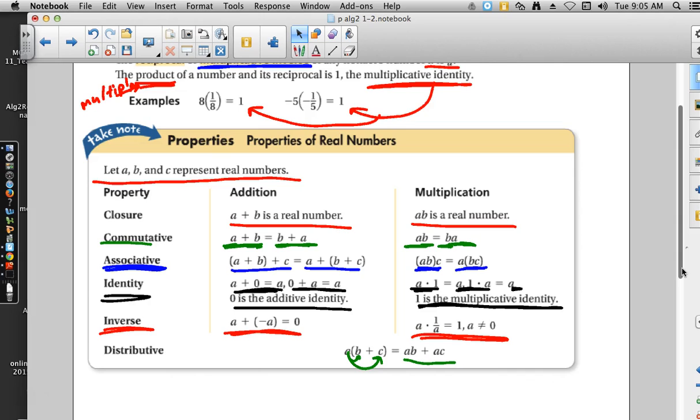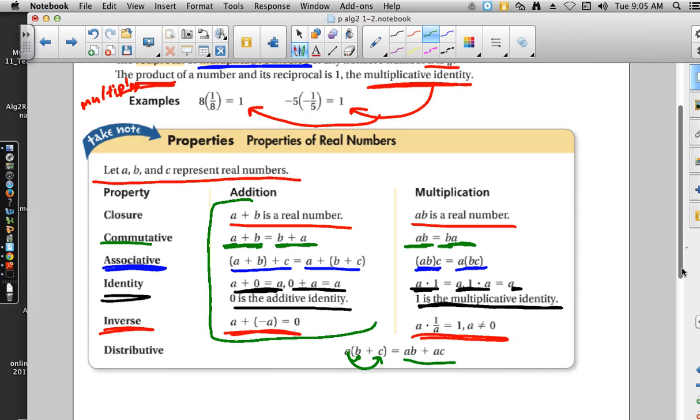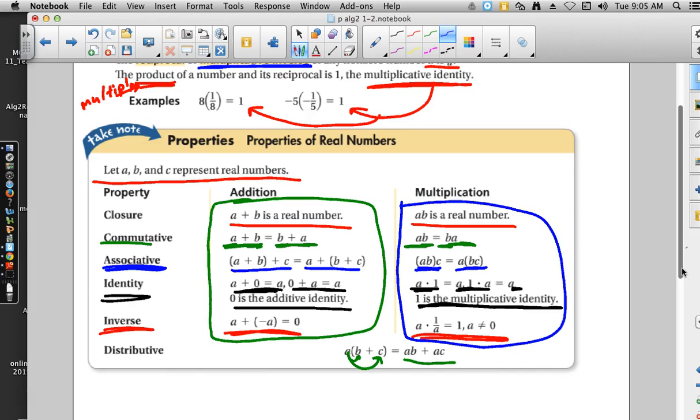But the column headings here will tell us these are all properties of addition, and these are all properties of multiplication. And so if we say the commutative property, we really should stop and say, okay, but are we adding or are we multiplying? Is it the commutative property of addition or is it the commutative property of multiplication? And use that as an answer.